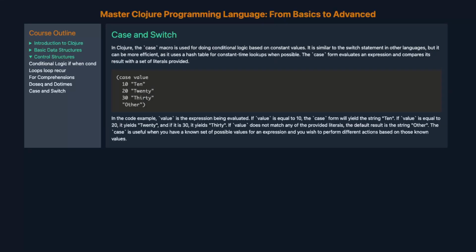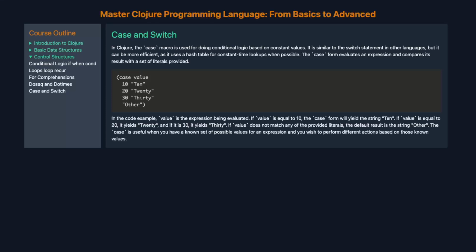Case and switch. In Clojure, the case macro is used for doing conditional logic based on constant values. It is similar to the switch statement in other languages, but it can be more efficient, as it uses a hash table for constant time lookups when possible. The case form evaluates an expression and compares its result with a set of literals provided.